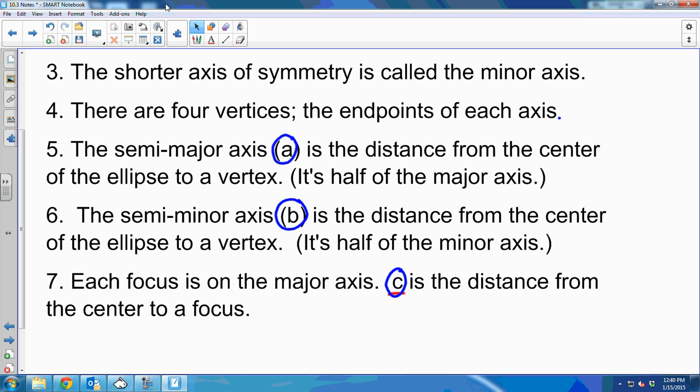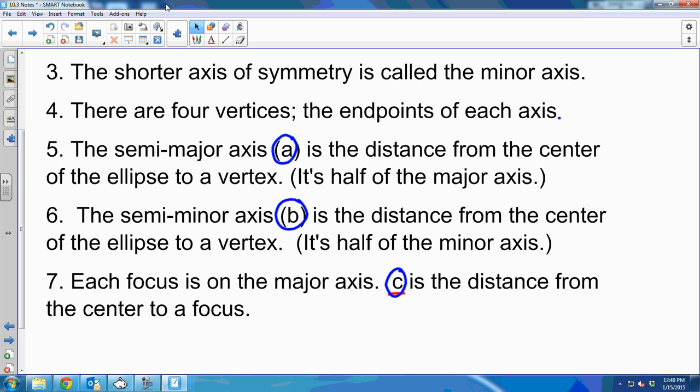B is the semi-minor axis. It means it's half of the minor axis. So if you say that the minor axis is 8 units, B is 4. Okay? You have to know what A and B are.